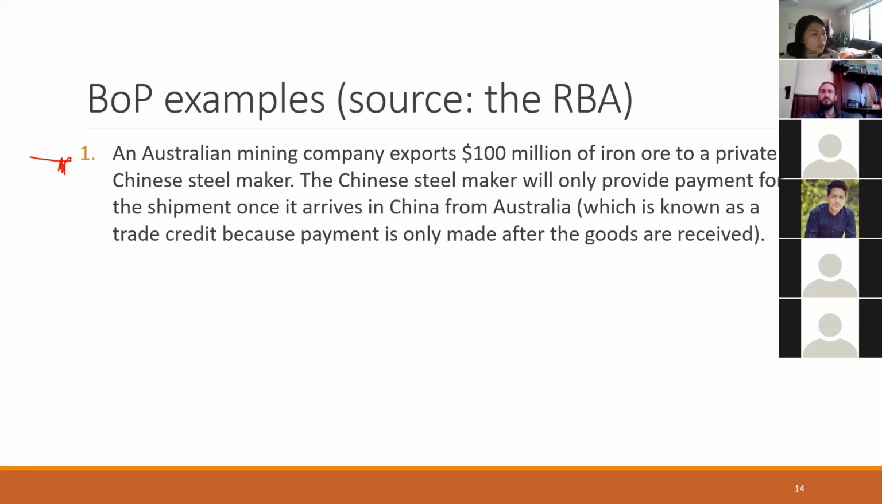Now, in this case, if I have a company that exports $1 million worth of iron ore to a Chinese steelmaker, how would I record this transaction on my balance of payments? If I work for the central bank, how would I record this transaction? Remember that this is double entry bookkeeping, so to record this transaction, you need two entries. Let me start a little poll and see what it looks like.